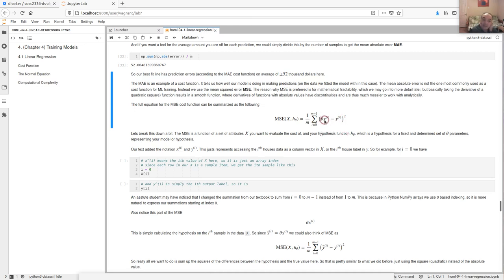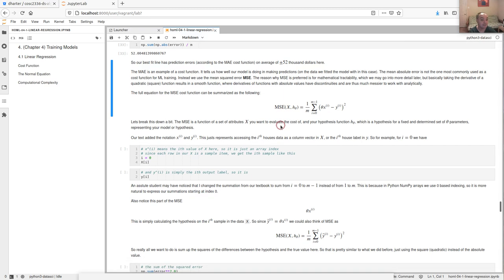So you calculate your hypothesis by doing theta times x, like we talked about, subtract that, and that gives you the error, and you square that. And then you sum those all up, divide by m, and that's known as your mean squared error, okay?